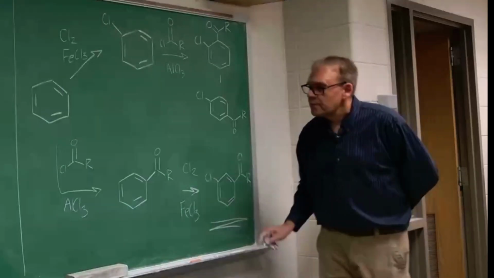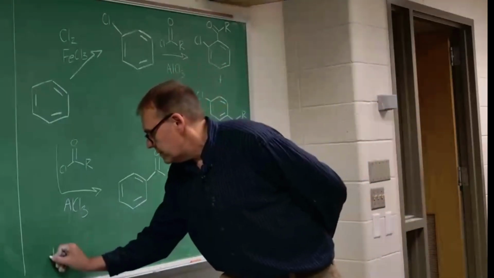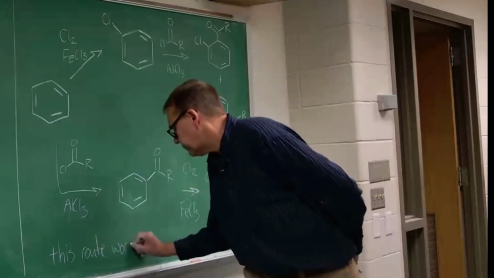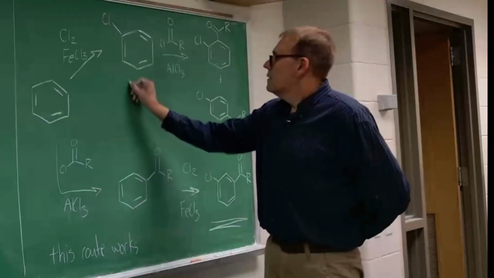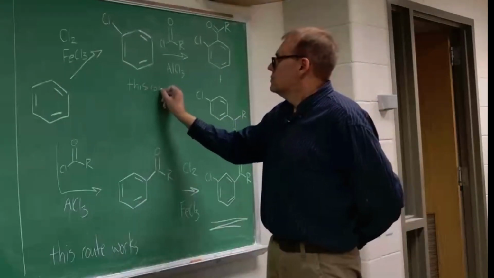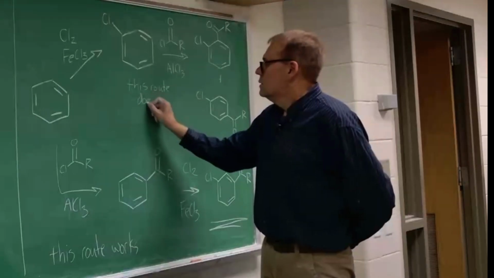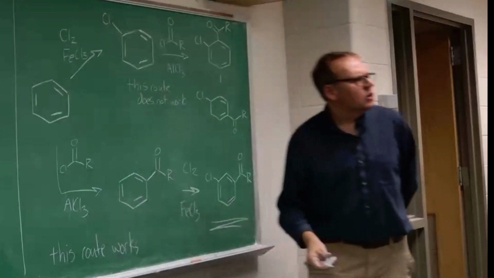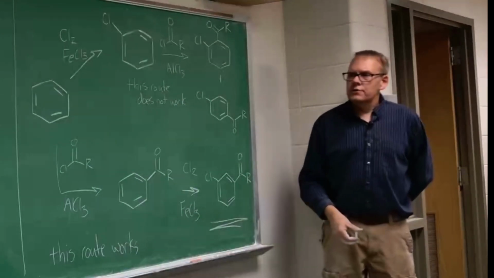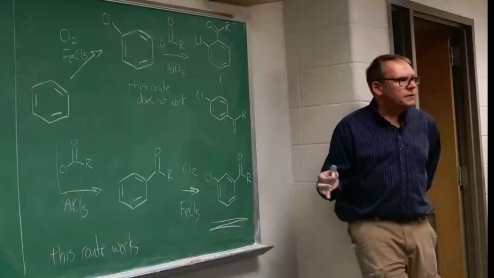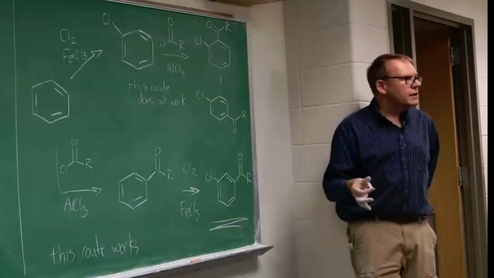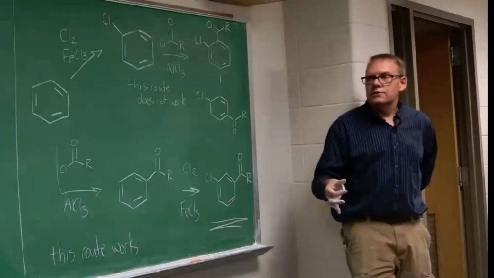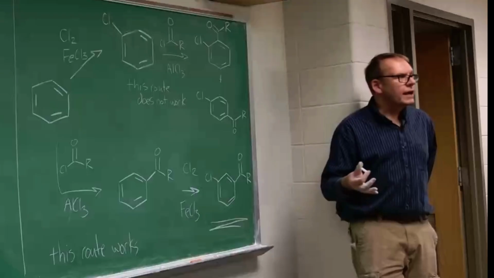So this route works. This route does not work. It doesn't work correctly. You get a product, you just don't get the right one. So the point is when you're trying to do a multi-step synthesis, a sequence of reactions, you have to plan the reactions so that you get the right substituent at the right time to direct the next reaction to go in the right spot.